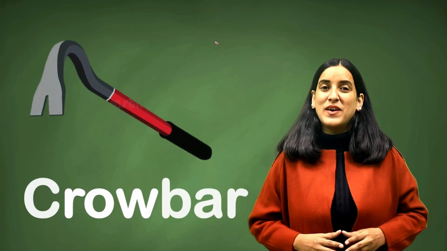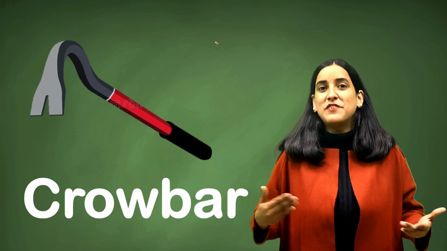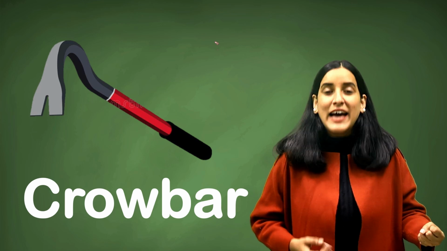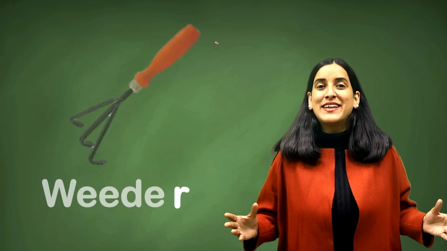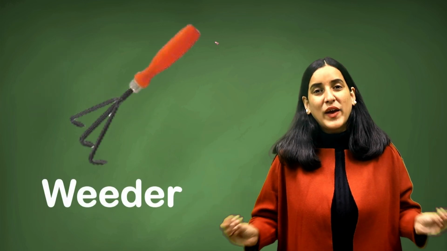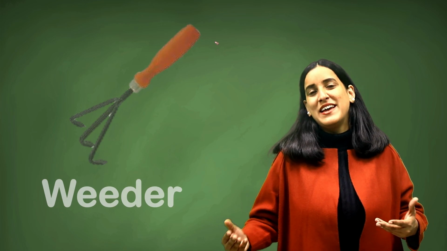Yes. Now, this one is called a crowbar. Crowbar. It is used specifically for lifting and prying heavy objects. Yes. Now, this one is a weeder. A weeder is used for removing weeds from gardens and farms, right?